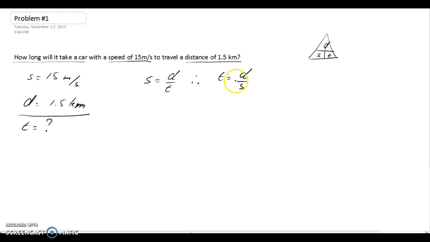If you're struggling to understand that mathematically, that's okay. You just go to the triangle and look. If I cover time, which is here, then I would have distance on top, speed on bottom. Therefore, time is equal to distance divided by speed. So let's write that down again. Time is equal to distance divided by speed. I have a distance of 1.5 kilometers, and I have to divide that by a speed of 15 meters per second.